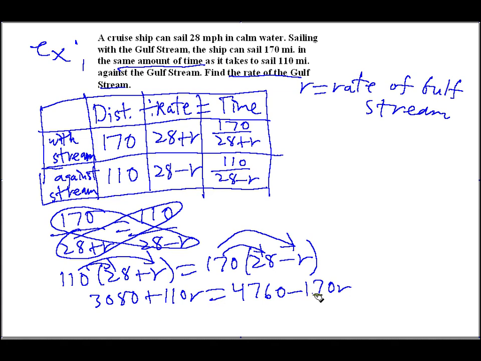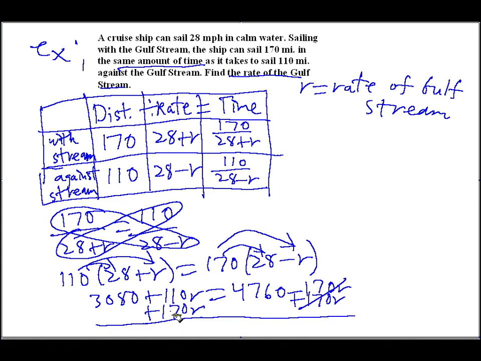All right, let's get R's on one side, numbers on the other. So let me get R's on the left, numbers on the right. Okay, are you with me on that? Let me fix my sketch pad. So let's go ahead and add 170R on both sides, if you don't mind, to get it on the left-hand side. Takes care of that, all right?